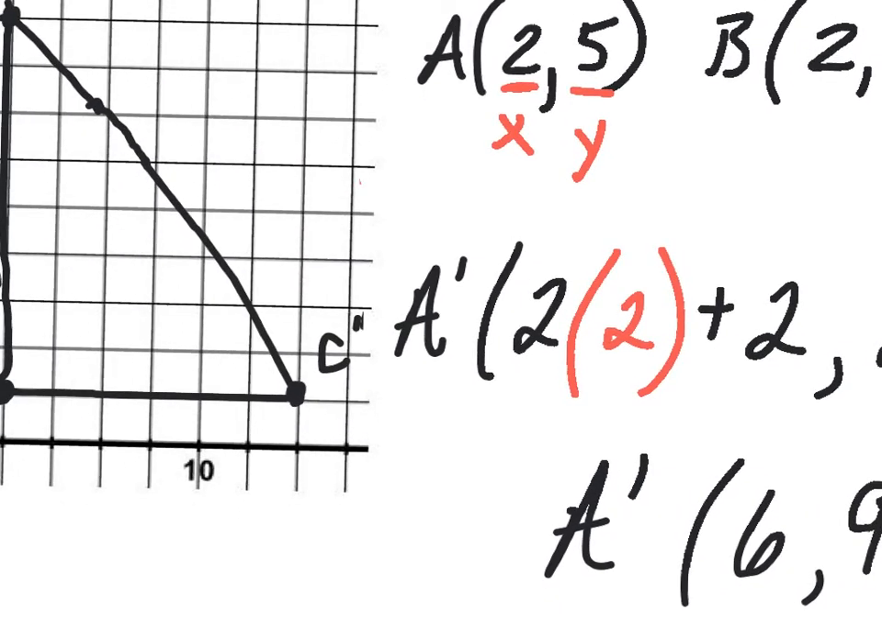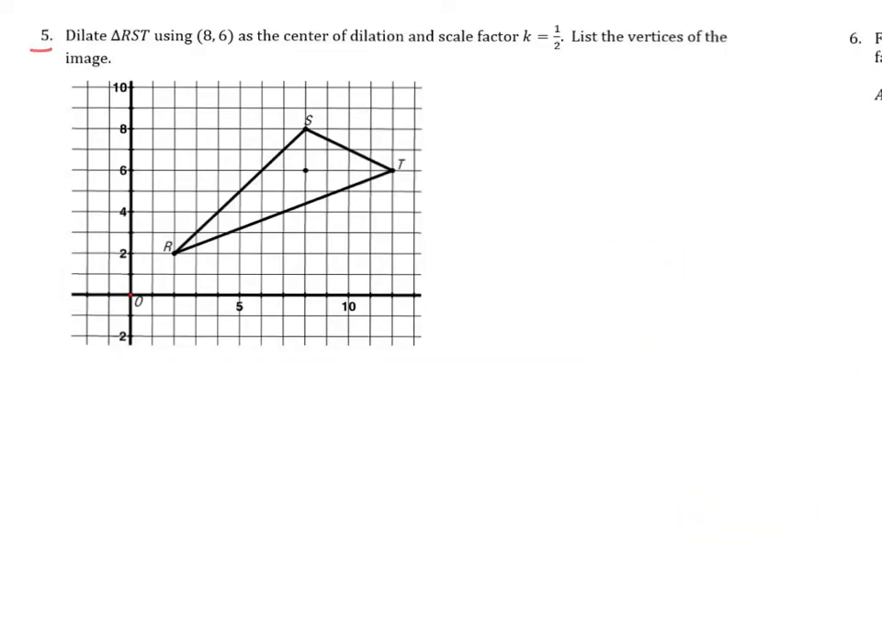All right, moving on. Number 5 is very similar. So once again, I want to dilate. My center is not at the origin. It is at 8, 6, and the scale factor is 1/2. Right away, I know it's going to be a reduction. It's going to be getting smaller. My center is inside my pre-image, which tells me that my image is going to be somewhere inside of my triangle, my pre-image, SRT. What I want to try to do, instead of going through each step, is come up with my rule.